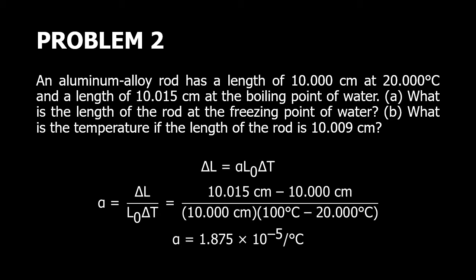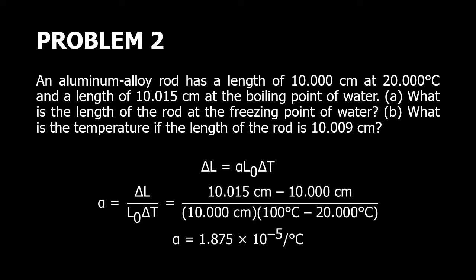An aluminum alloy rod has a length of 10 centimeters at 20 degrees Celsius and a length of 10.015 centimeters at the boiling point of water. What is the length of the rod at the freezing point of water? What is the temperature if the length of the rod is 10.009 centimeters? So for this formula, we are given the final length and initial length of the aluminum alloy. And we will find first the coefficient of linear expansion.